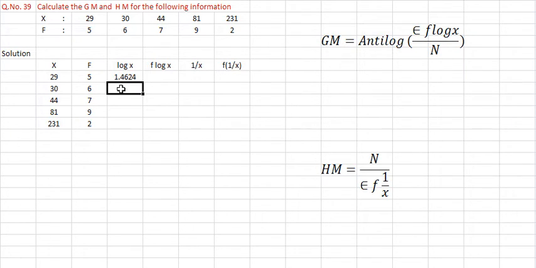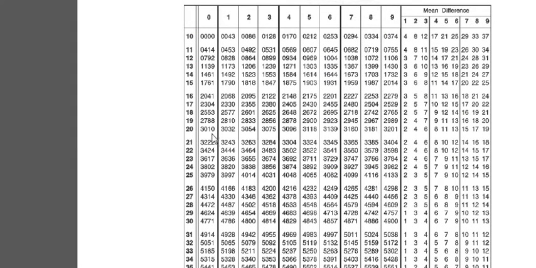Then 30 means 2 places minus 1, which is 1. For 30, you have to find 30 and 0. How much is log 30? It is 4771.